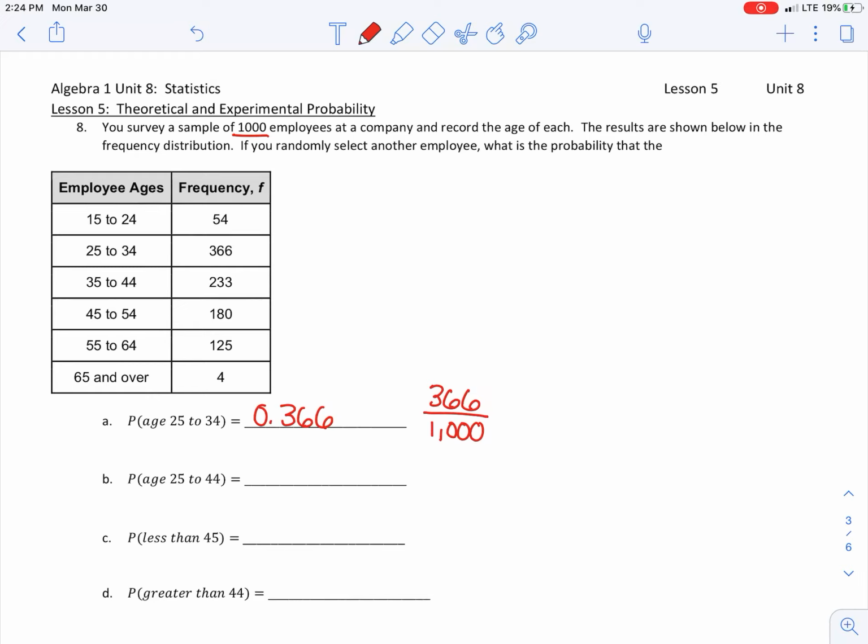Okay, so then for letter B, it says age 25 to 44. So here's our 25 and here's our 44. So we're looking at both of these groups now. So we're taking that 366 and we're going to add in 233, which gives us 599 people out of 1,000. So if we divide those two, we end up with 0.599.